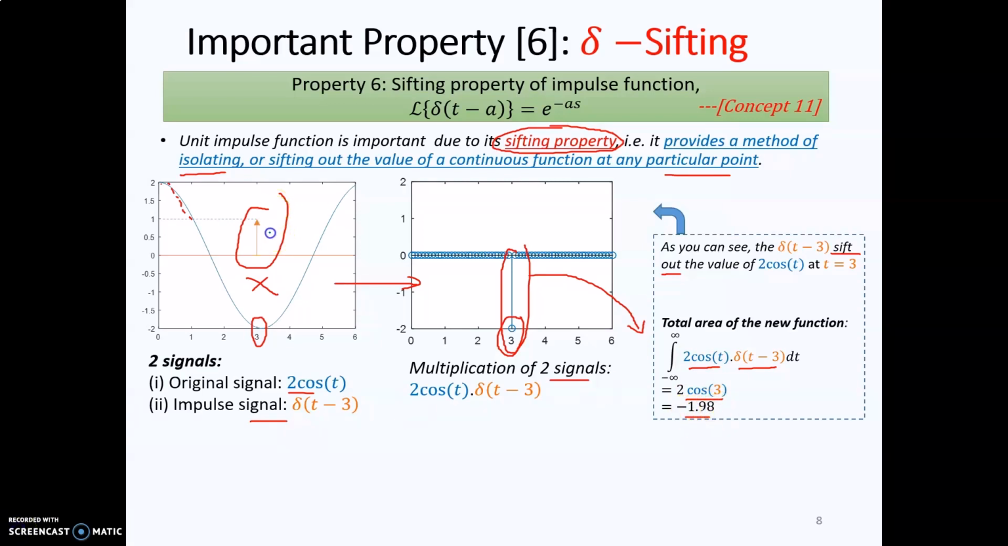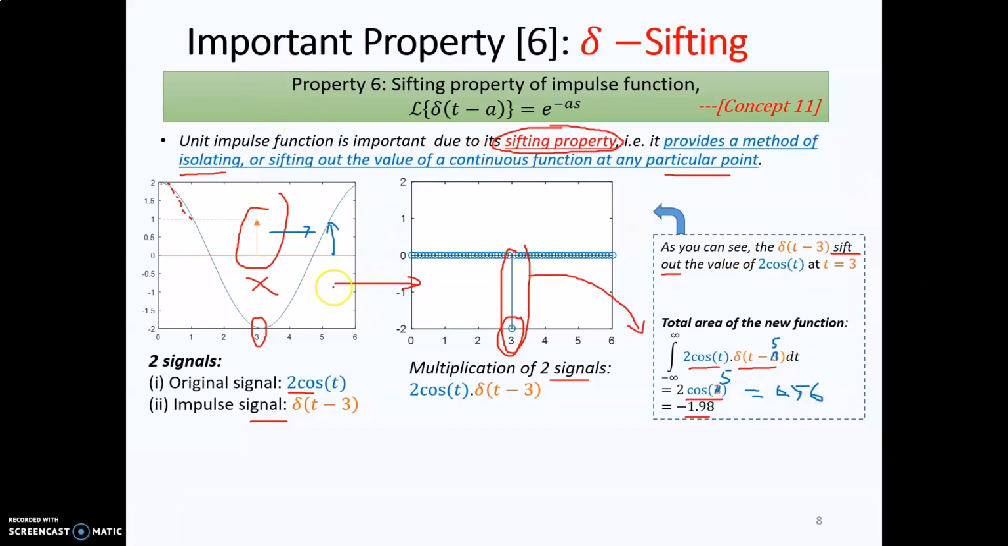If you shift the impulse function, let's say to t equal to 5 here, so you change a to be 5, then when you multiply, you will find that you shift out the cos value at t equal to 5. 2 cos 5 is equal to around 0.56 here.